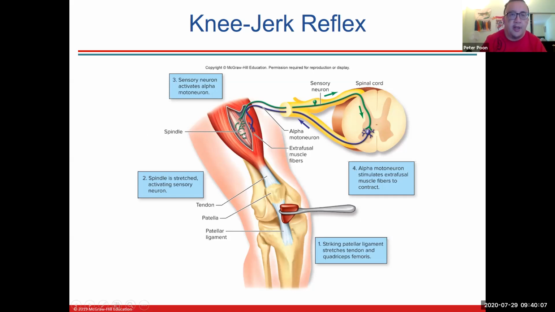which activates the sensory neuron here. The sensory neuron turns around and activates the alpha motor neuron. The alpha motor neuron causes the muscle to contract, which pulls up and kicks out.